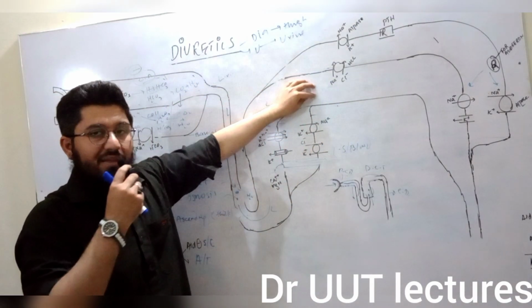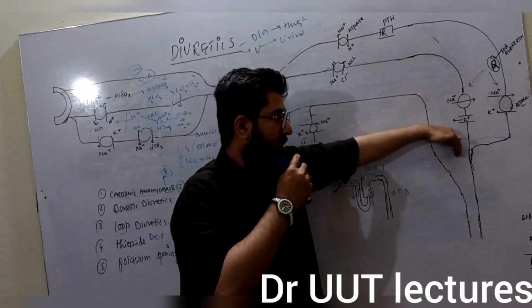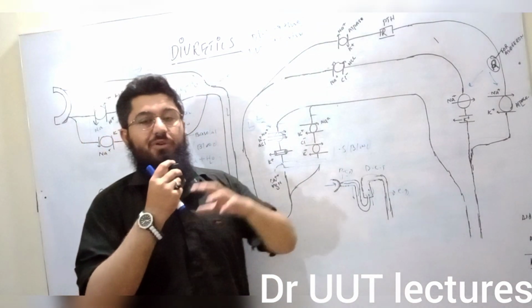So when sodium stays in the lumen, the fluid will stay in the lumen, and the fluid will gradually move out via the collecting duct, and by means of urine it will be moved out from the body.